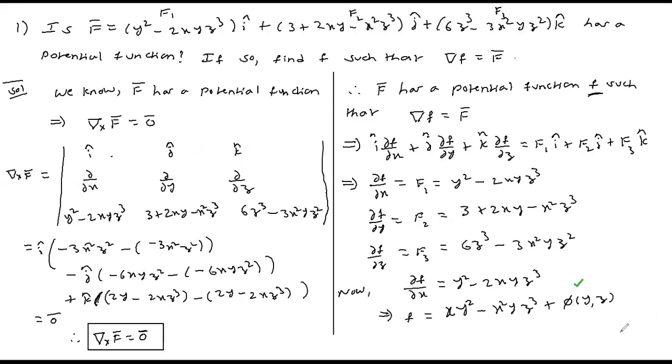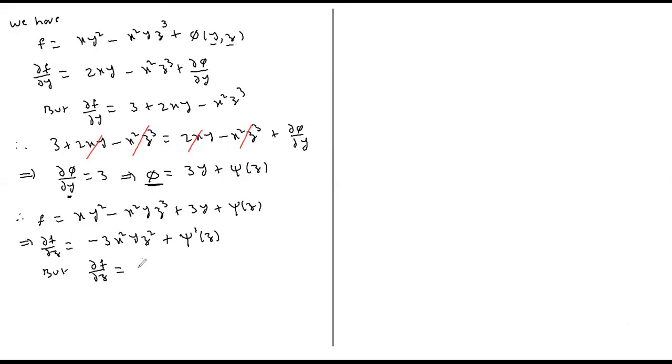6z cube minus 3x square y z square. Okay, so from this, therefore from this what we get? Minus 3x square y z square plus xi dash of z equal to 6z cube minus 3x square y z square.